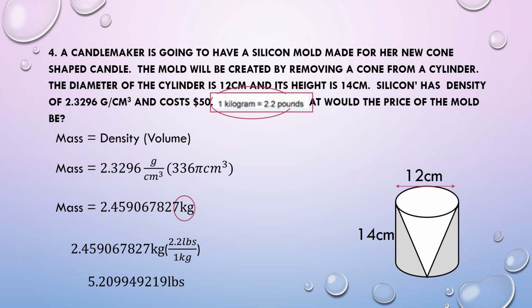So we end up with 5.2 and all that change pounds. And in this case, that would be multiplied by the cost of $50 per pound, giving you a grand total that you would round to the nearest cent because it's money, of $270.50.